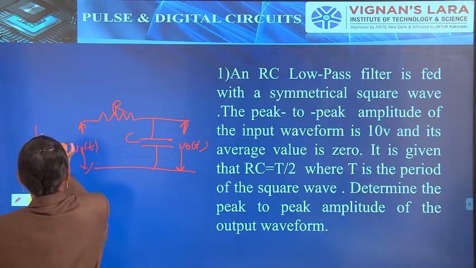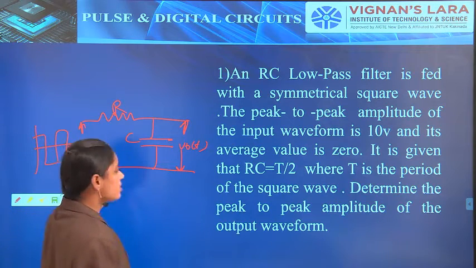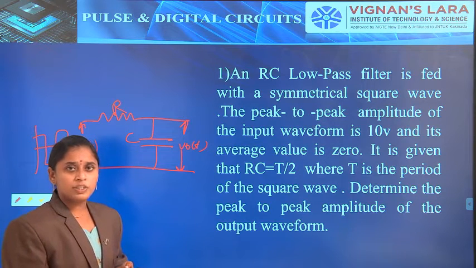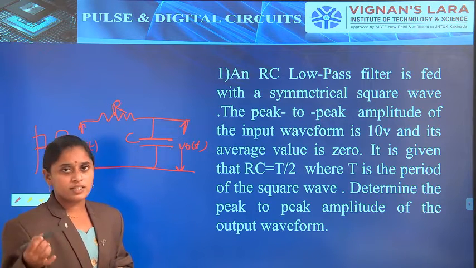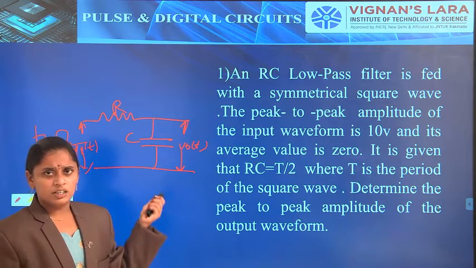And the input signal will be a square wave signal. So when a square wave signal is passing through the low pass RC circuit, what happens? The output exponentially increases, and at the same time there is an exponential decrease of the signal. So what is the given data?